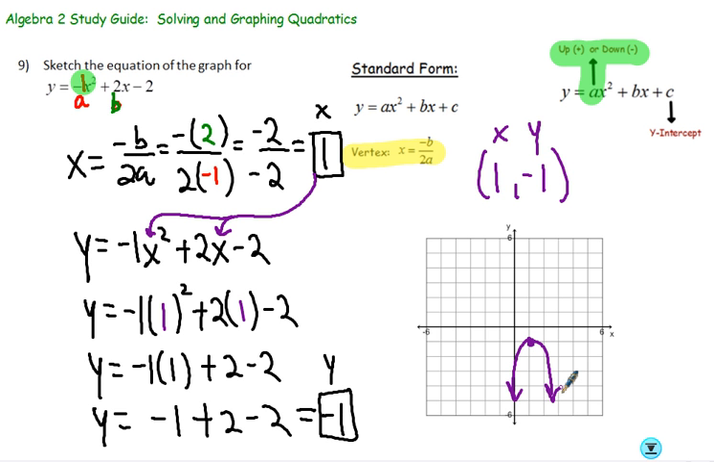All right, well, almost there. Pause it here. Try number 9 in the middle, and then we'll be back here in a second to see what you got.